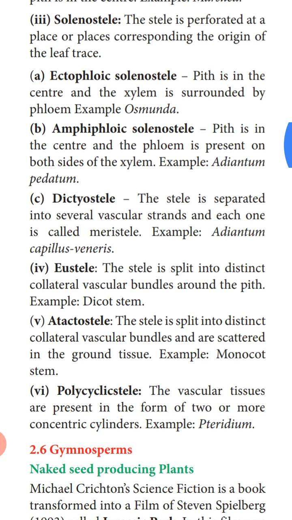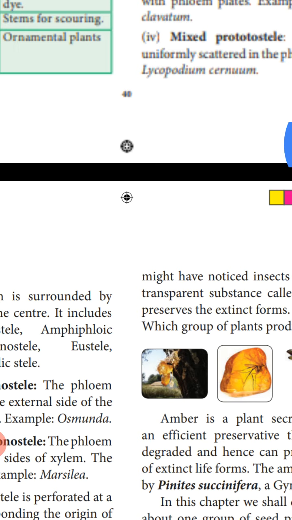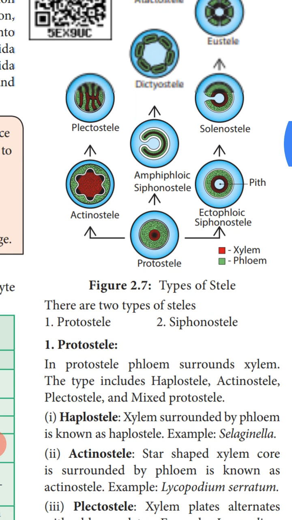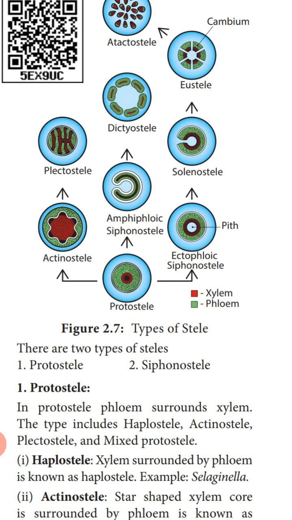So I hope we have understood the different types of steel. Already we have studied, just one recapitulation: the types of steel are broadly classified into two types, Protosteel and Cyclosteel. In the Protosteel, the xylem is surrounded by the phloem, whereas in Cyclosteel, the xylem is surrounded by the phloem with pith in the center. So we have studied different types of protosteels and different types of cyclosteels. Hope you have understood this type of stellar arrangement. Thank you, children.